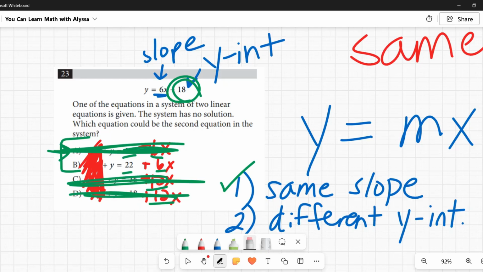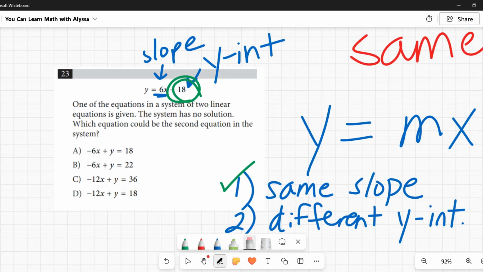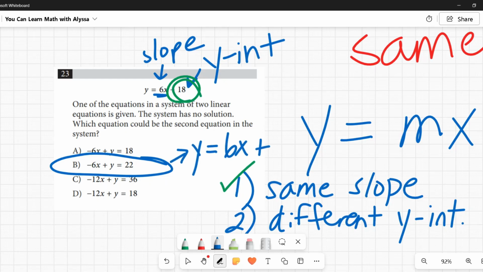And this is probably the most writing and mess that I've made on a series of answers when doing one of these. So let's clean it up just to be absolutely clear. We are saying B. B is my answer because if we wrote it, it would be y equals 6x plus 22, meaning it has a slope of 6, the same slope as the original, but a different y-intercept of 22.